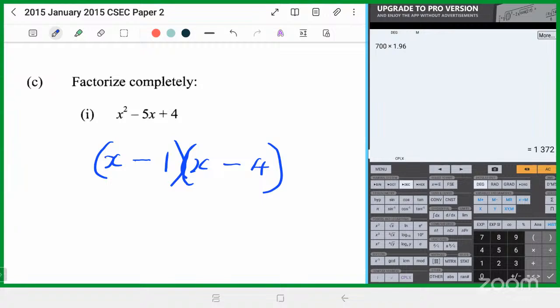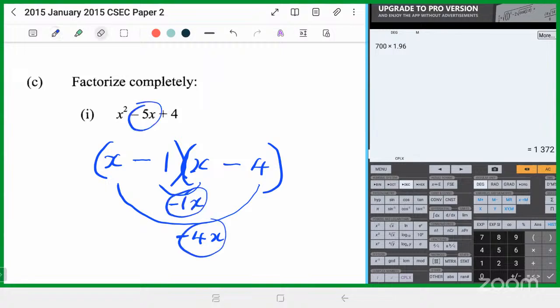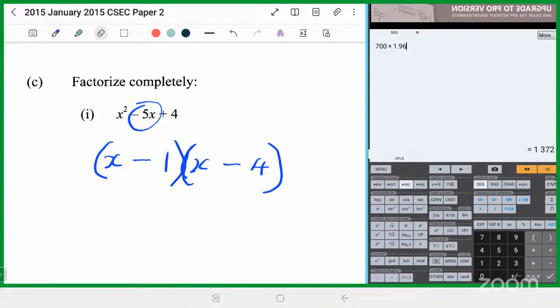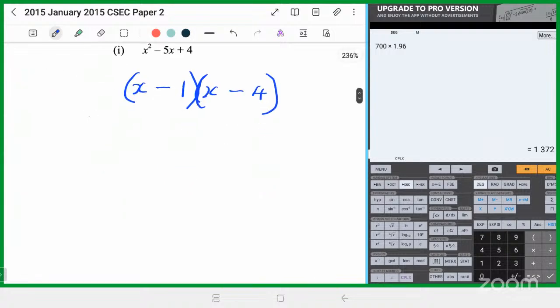All right, check it. The far product and the near product must add up to the middle term. The far product is minus 4x. The near product is minus 1x. We add them to get negative 5x. So that is it. Oftentimes these can be done in one step. You don't need to go through the AC multiplication and all that. All right? Practice.